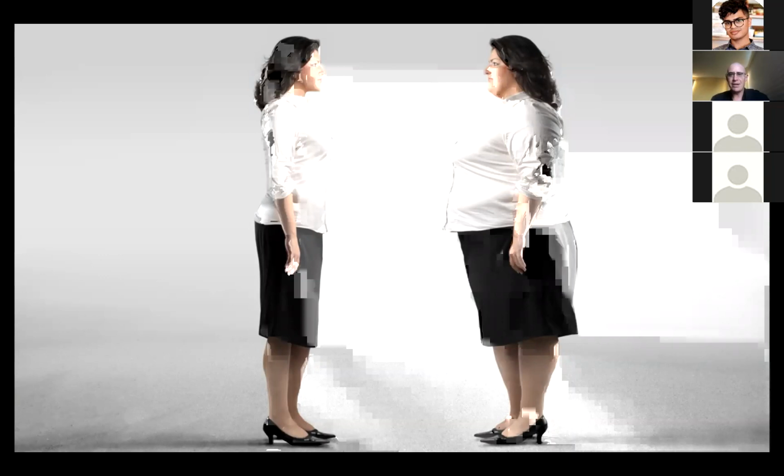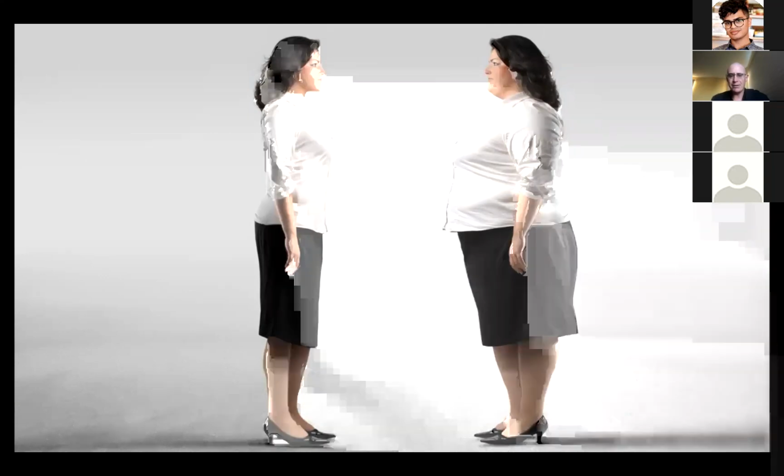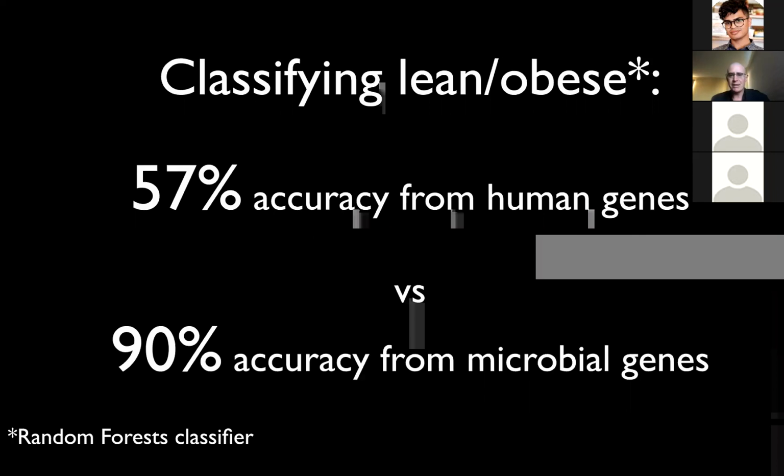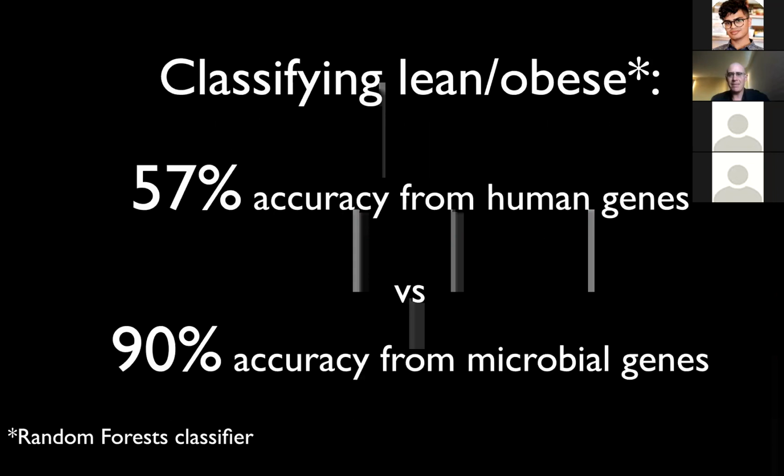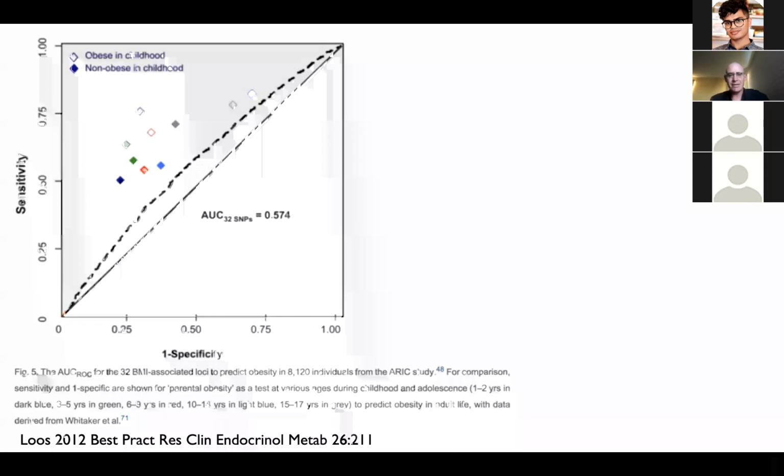But on the other hand, if you try to do that classification task, lean or obese, based on human genes, you can only do it with about 57% accuracy using every SNP ever identified by genome-wide association studies, whereas we can do it with about 90% accuracy for microbial genes using random forest classifiers in both cases. And this just gives you an idea of the underlying data. So this is the AUCs for 32 SNPs, although the models don't get much better with the thousands that have been available in more recent studies covering hundreds of thousands of subjects, like the one recently published in Nature.